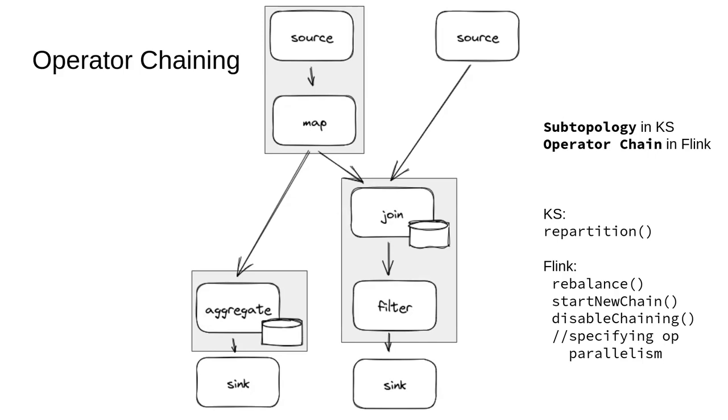Just a quick explanation of why you might want to do that. If you imagine that filter is like 10 times slower than the join, then you might want to scale it up with 10 times higher parallelism. But if they're chained together, then you can't. So you might want to break the chain, introduce a higher parallelism right there.